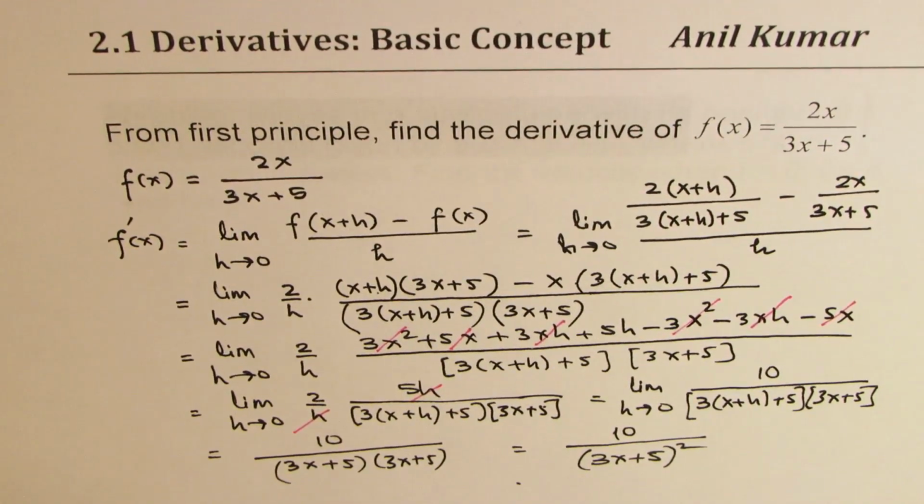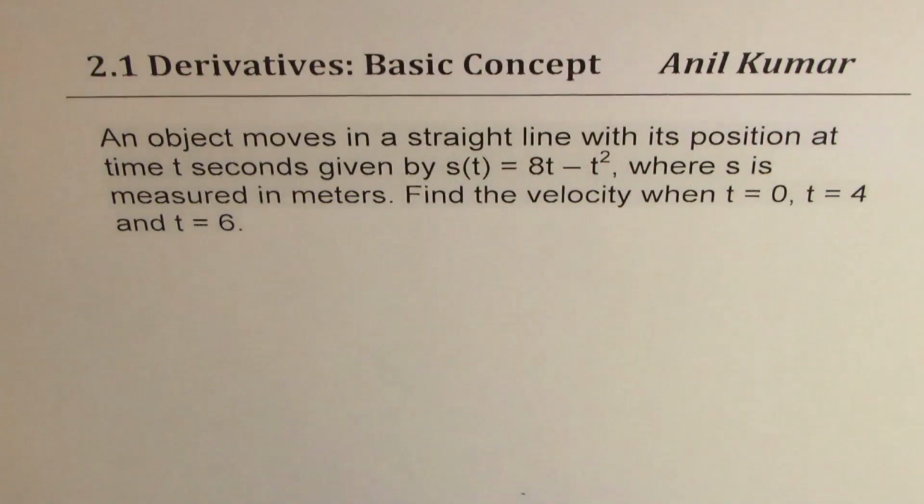Do you see that? So using first principle, you may have to do a lot of work. However, you get your answer, and that's how you do it. Later in section 2.4 or 5, we can do it using product rule and quotient rule and get this answer very fast. So let's continue with more examples.